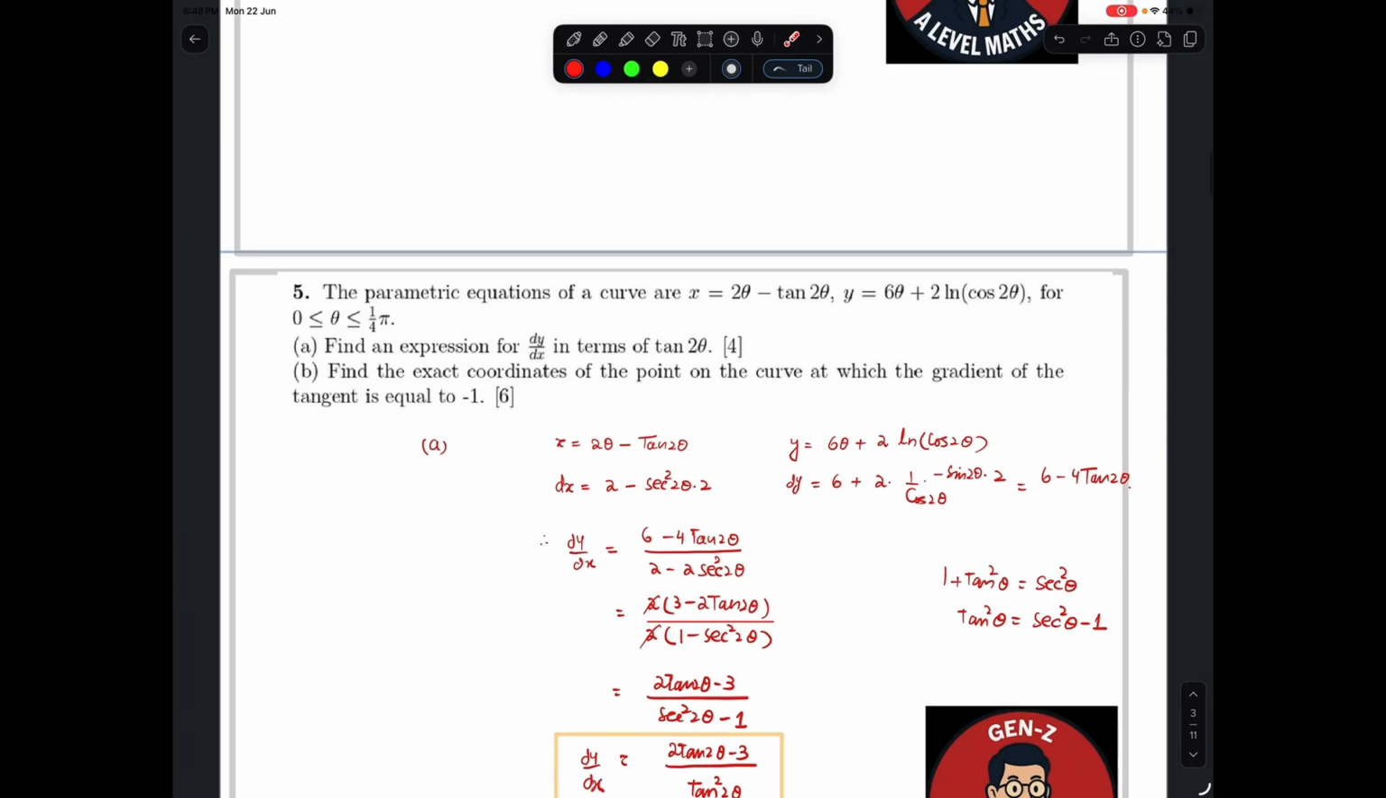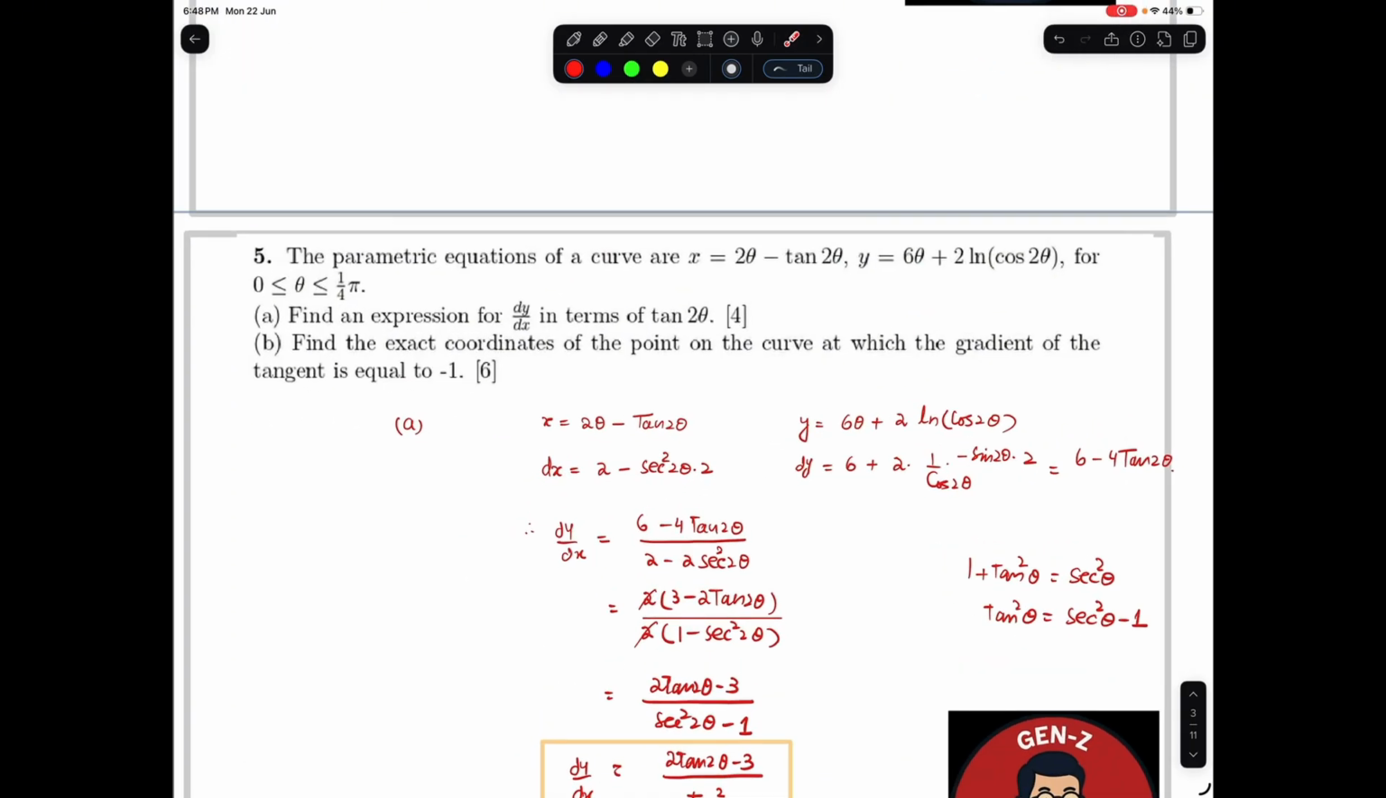So these were the two questions solved simultaneously from the complex numbers.